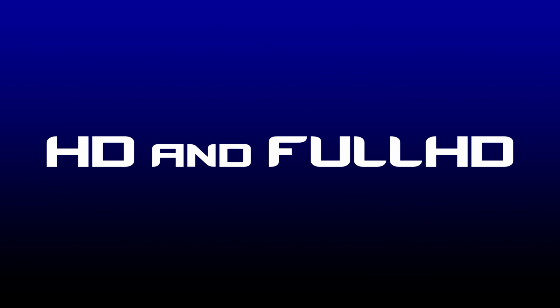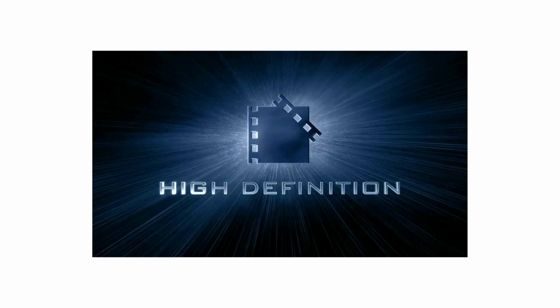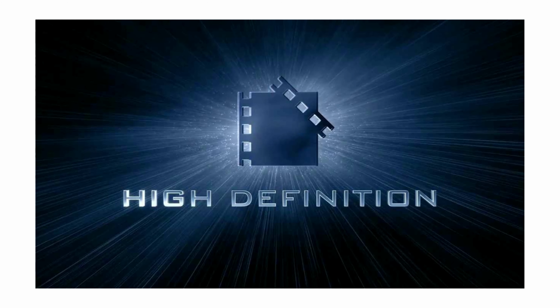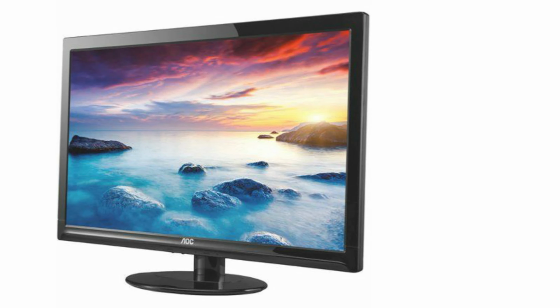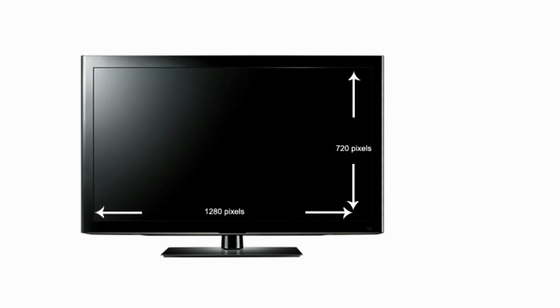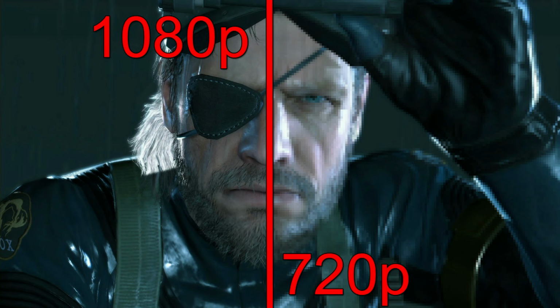First of all, HD and Full HD. To start at the lower end, HD is high definition, and when the term first appeared in relation to television sets, it could mean anything with 720 rows of pixels and up. Typically that meant 1280 by 720 pixels. Full HD ups that to 1080 rows and a typical resolution of 1920 by 1080 pixels.